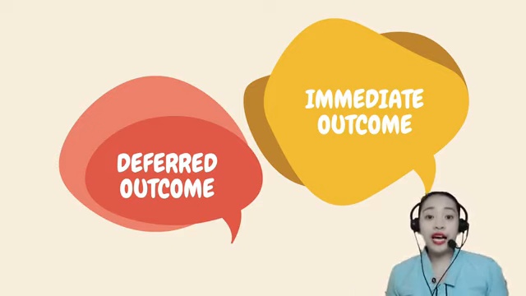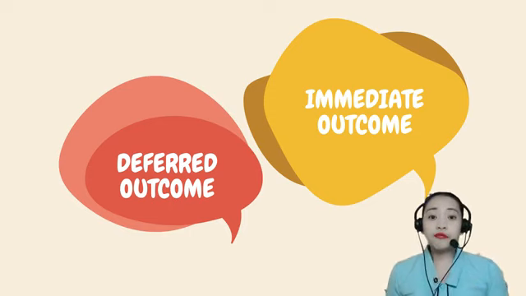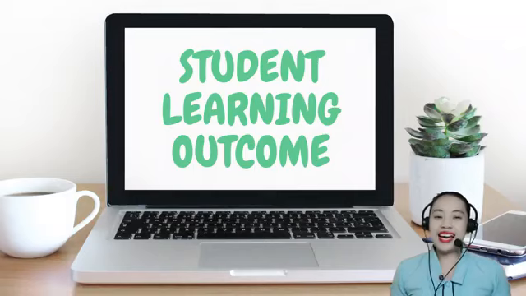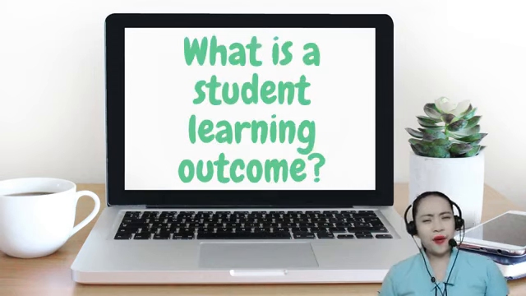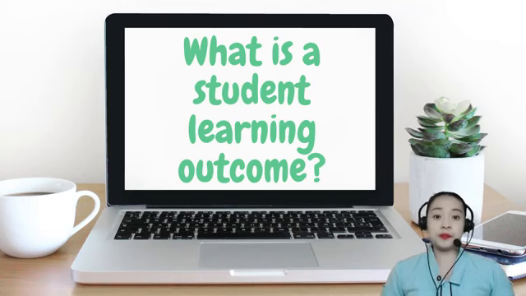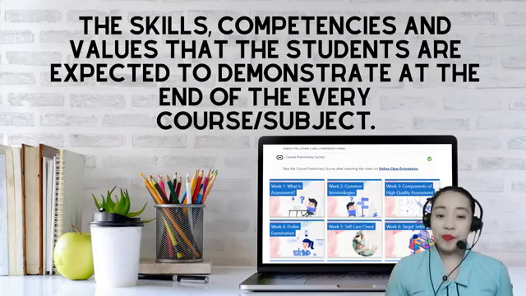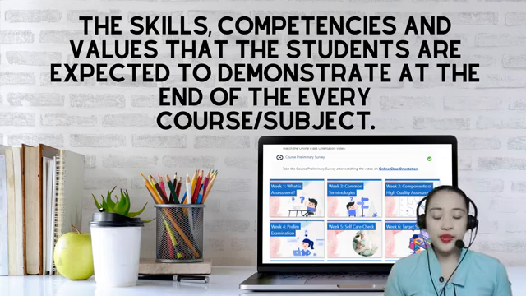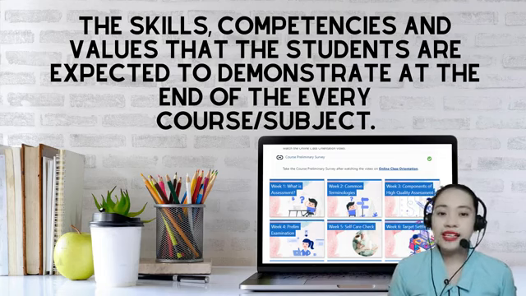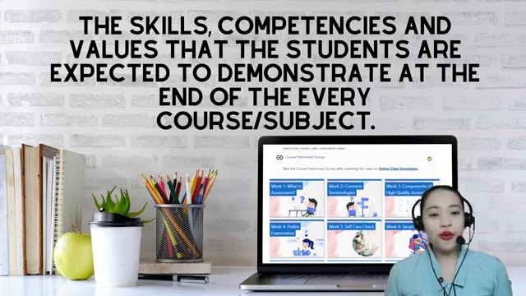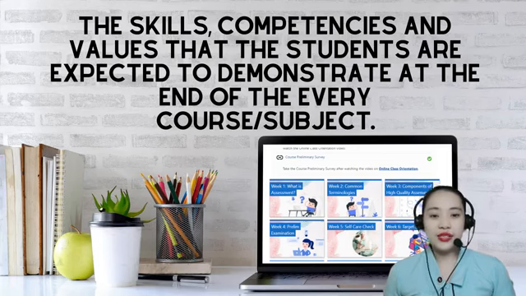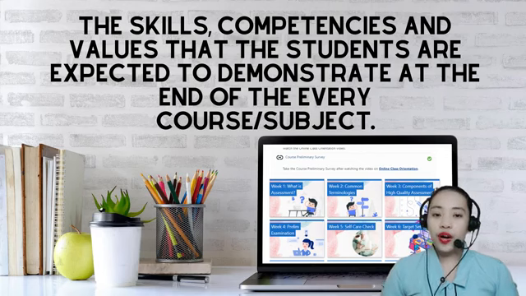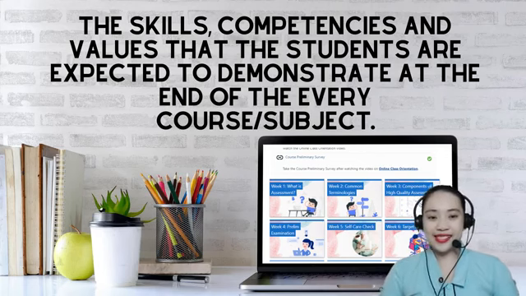And when we say deferred outcome, it would take long years for us to observe that outcome. This time, let's talk about the student learning outcome. Now, what is a student learning outcome? These are the skills, competencies, and values that the students are expected to demonstrate at the end of every course or subject, which are in turn integrated into the formation of students as they progress towards becoming professionals.